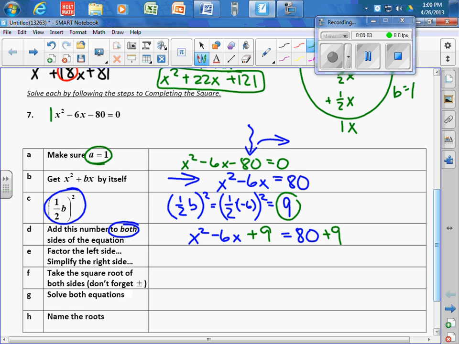Now, I'm going to factor the left side. It's going to take two sets of parentheses. I need x times x to get my x squared. I need 3 times 3 to get 9. I need two minus signs, so we have x minus 3 times x minus 3. That's we made this a perfect square trinomial by taking half of b and squaring it. Well, I factored the left side. Now I need to simplify the right side. What's 80 plus 9? Got 89.